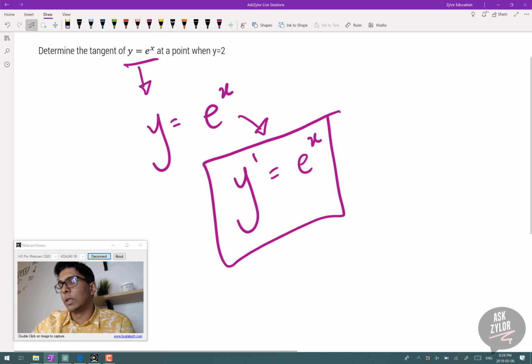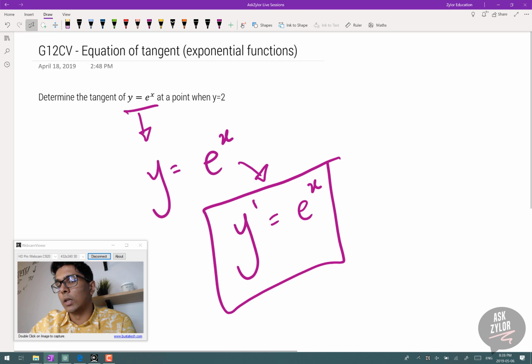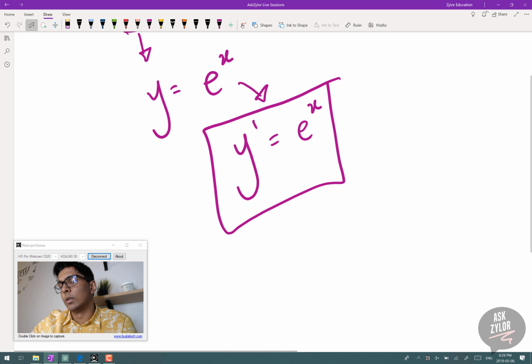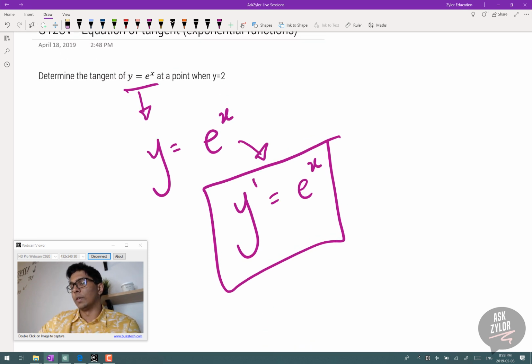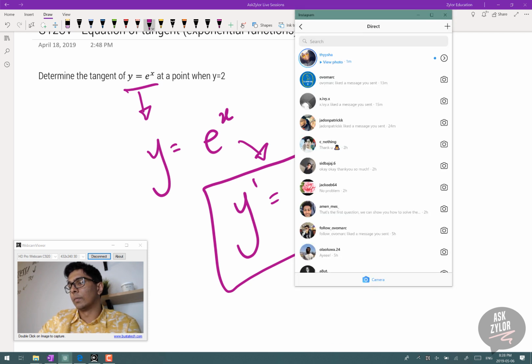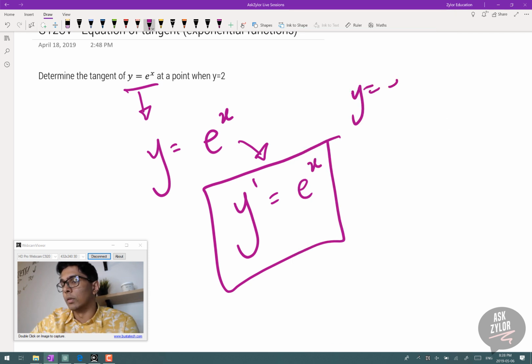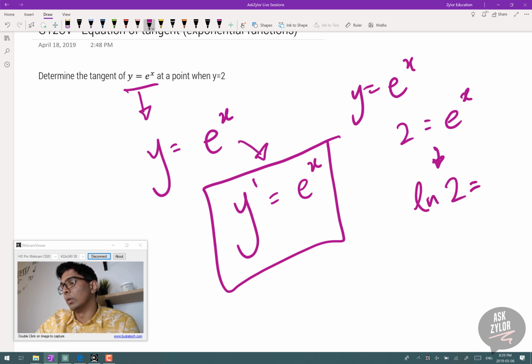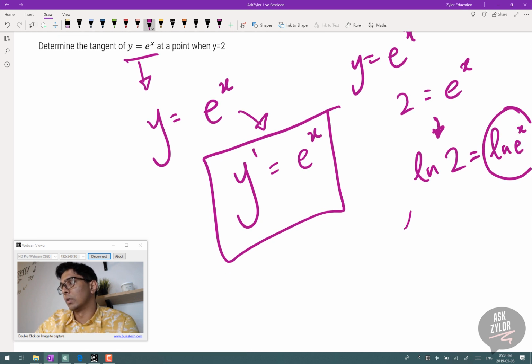Right? We're told to determine the tangent of y equals e^x at a point when y is equal to 2. So we know what the y is, so y is equal to 2, so we need to find the x. So I'm going to say y is equal to e to the x, so 2 is equal to e to the x. I need to find out what x is, right? So I need to take the ln of both sides, so ln 2 is equal to ln e^x, which just gives me x, so I have ln 2 is equal to x.